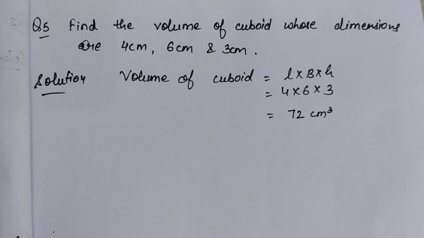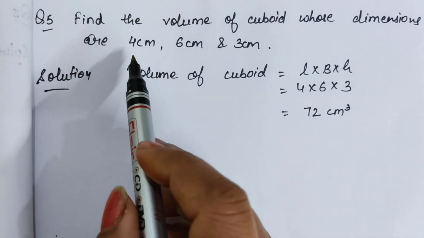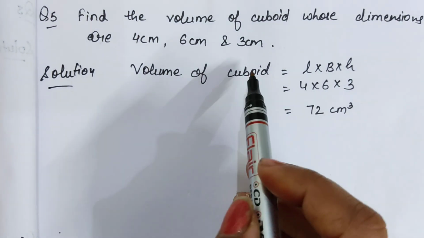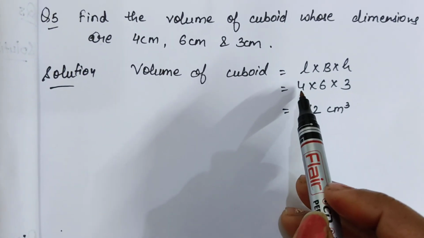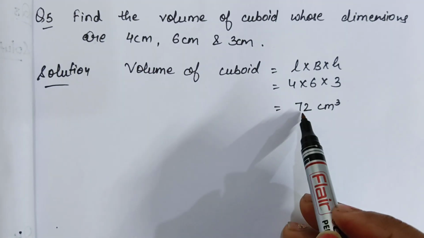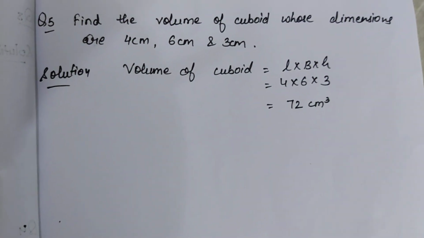Now come to the last question, question number 5. Find the volume of cuboid whose dimensions are 4 cm, 6 cm and 3 cm. So use the formula of volume of cuboid, that is L into B into H. So we use L, B, H in this formula, 4 into 6 into 3, and this is 72 centimeter cube. Hope this one is very clear to all of you.